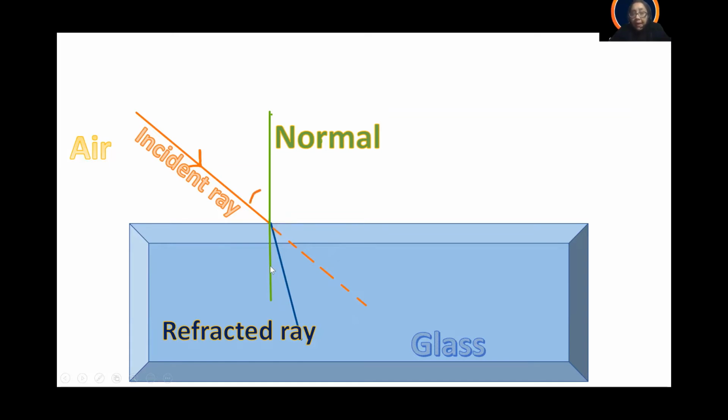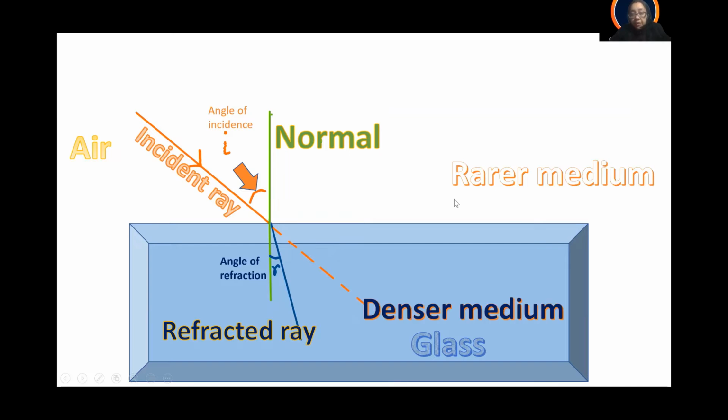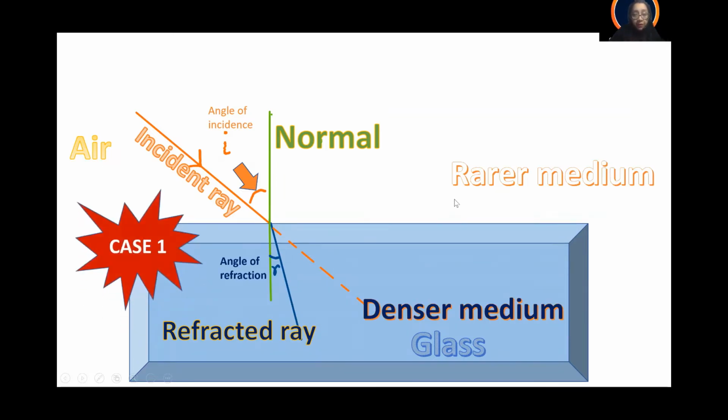And this particular angle between the incident ray and the normal, we call it the angle of incidence. And the angle between the refracted ray and the normal, we call it the angle of refraction. Now, in this particular example, the light travels from air, which is a rarer medium, to glass, which is a denser medium. This is the first case.